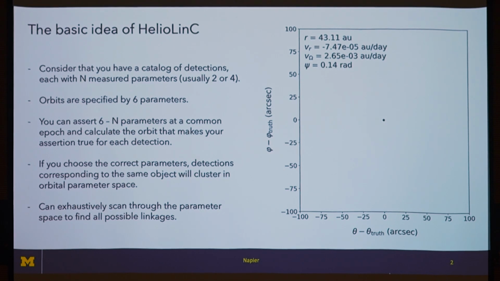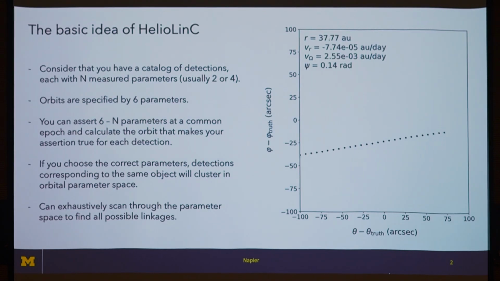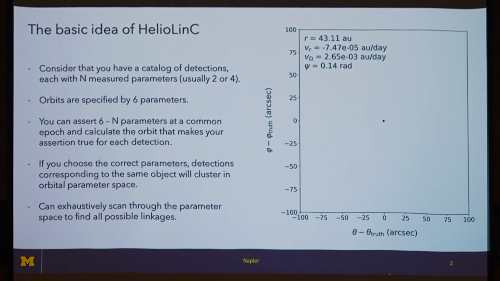And there's a lot of ways to do that. And you can exhaustively scan through that parameter space in order to find all possible linkages. So this GIF is playing. You can see that the orbital parameters are changing with time, and the dots that correspond to the detections are getting closer and closer to truth. That's error over about 2 months.